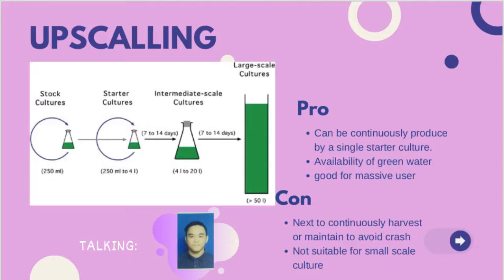But what are the advantages and disadvantages? Okay, for advantages, it can be continuously produced from a single starter culture. Next, the availability of green water. It is also good for massive culture users. And for the disadvantages, it needs to be continuously harvested or maintained to avoid culture crash, and it is not suitable for small-scale culture.